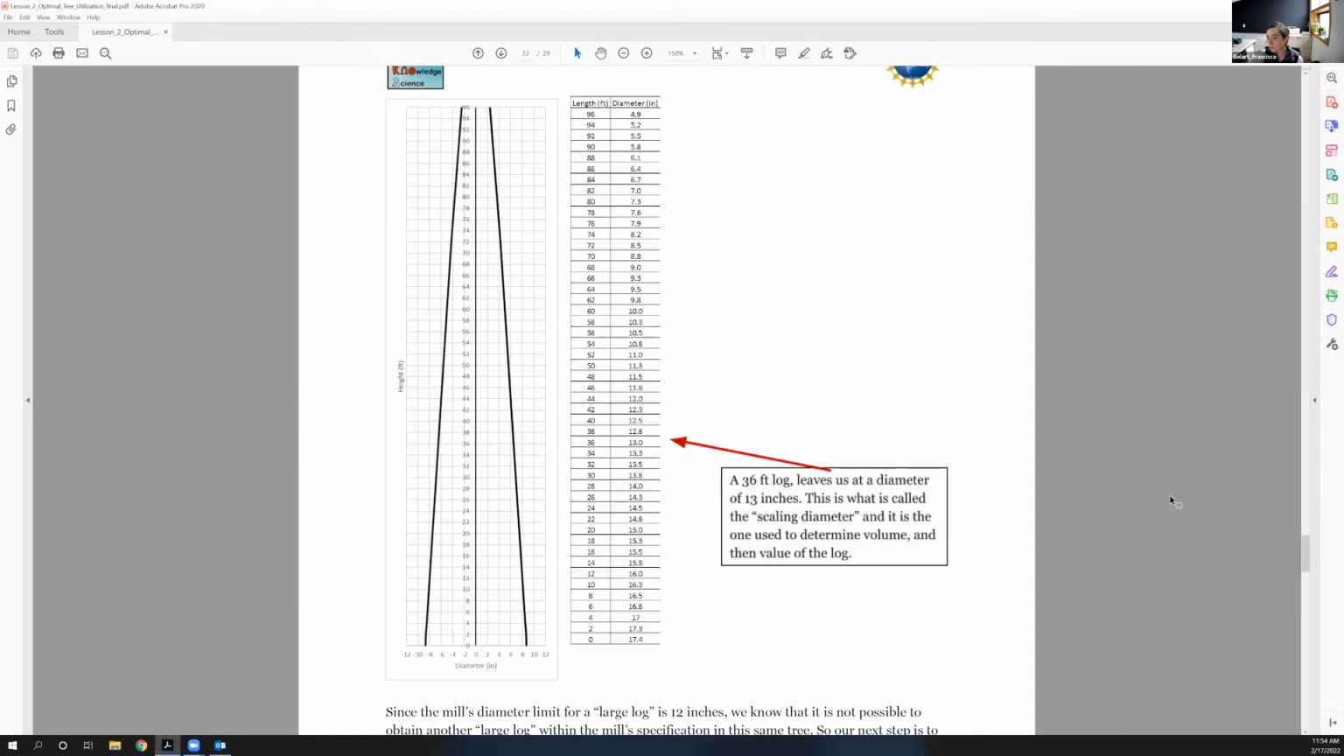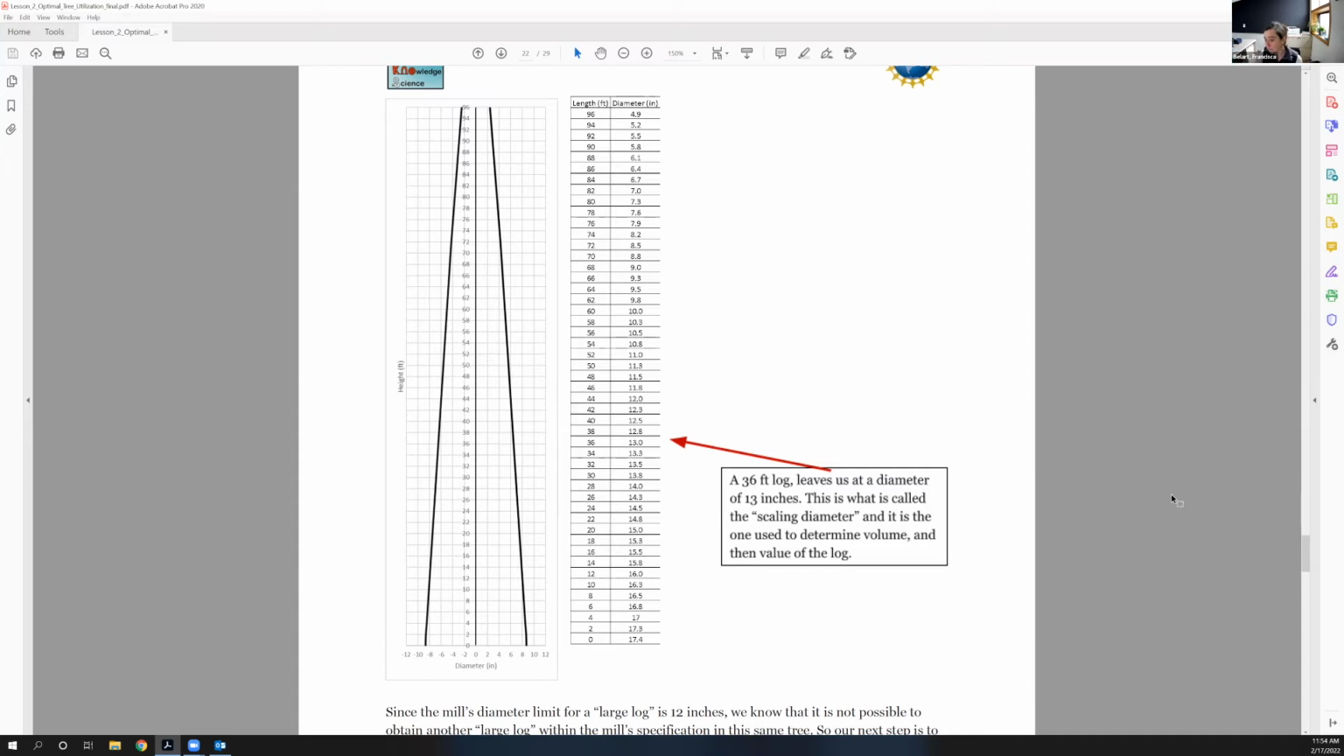So this is a tree profile. In this profile, we have the diameter and the height of this tree that has been felled. And so we have the information that we need to be able to see where we can fit those small or large logs. So we will start, as I said, with a large log.